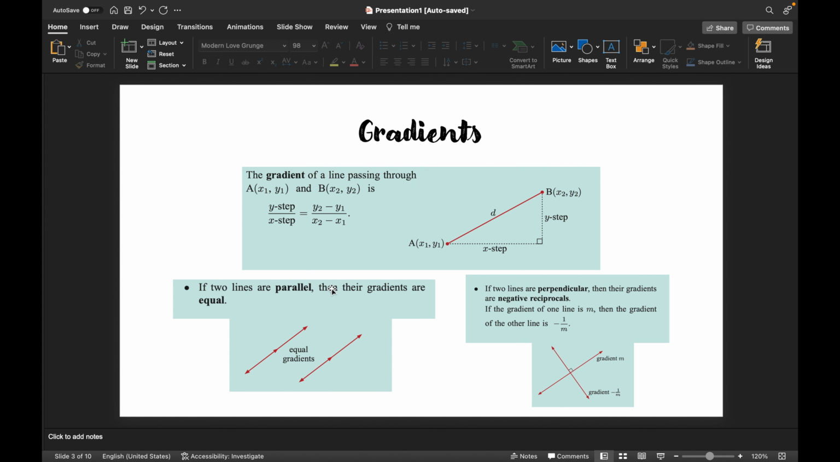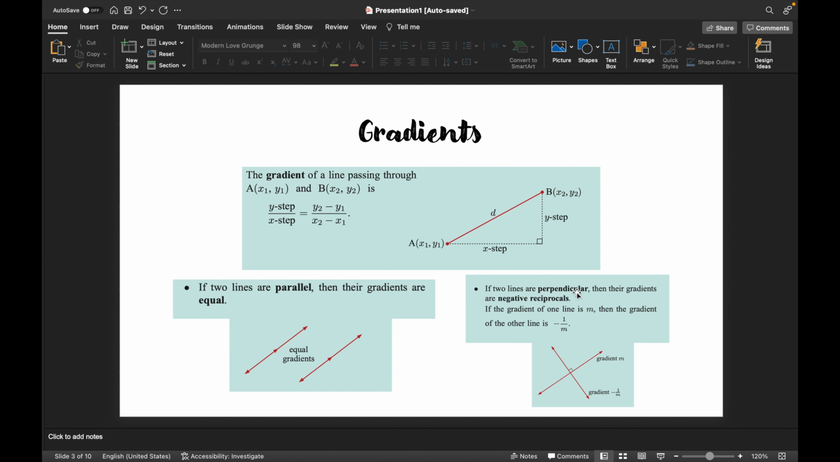Let's look at a few more things. Make sure you know that if two lines are parallel, then their gradients must be equal. So if these two lines are parallel, the gradients must be equal, meaning the change in y by change in x throughout the whole line will be the same for both. That's pretty simple. Now let's move on to the second point.